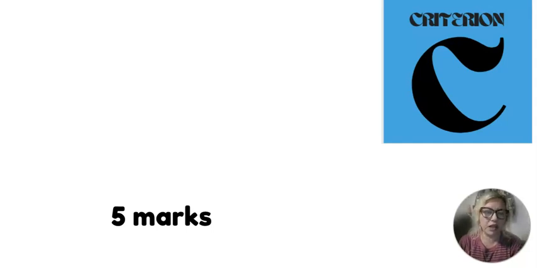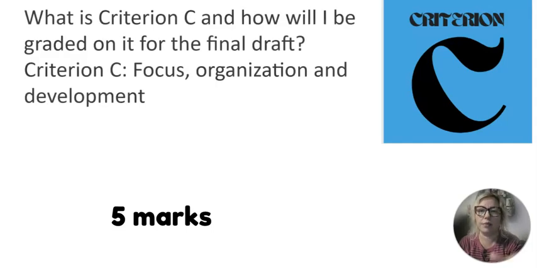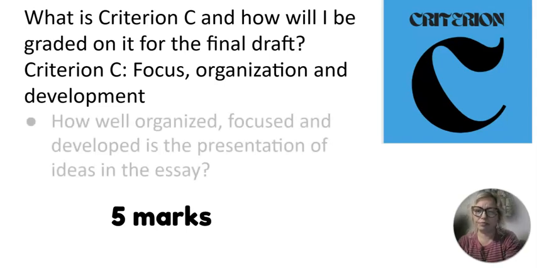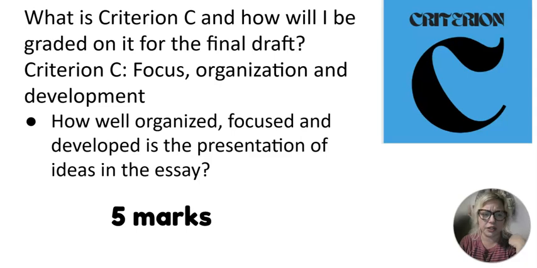All right, so let's talk about Criterion C now. What is Criterion C, and how are you going to be graded on it for this final draft, since I haven't talked to you about it really yet? Well, Criterion C is focus, organization, and development. The criteria are listed in your packet on page 3 as well, or it should be one of the early pages if it's not page 3. So if you want to read along there, you sure can.